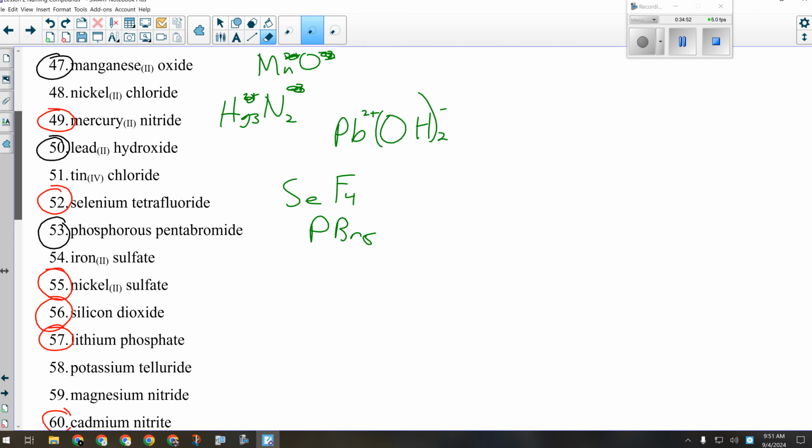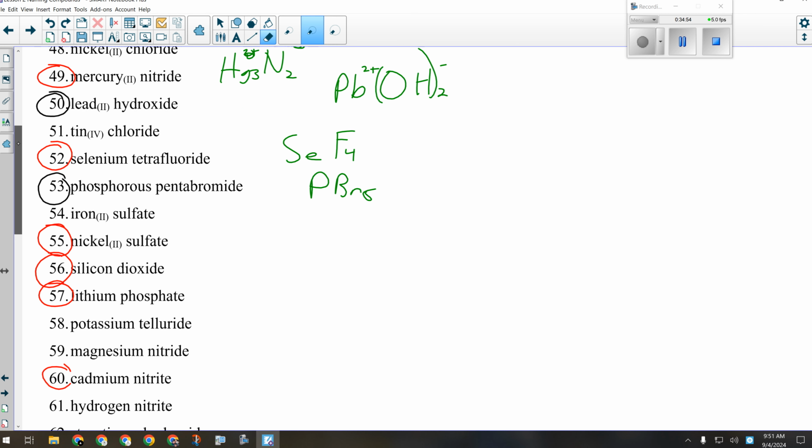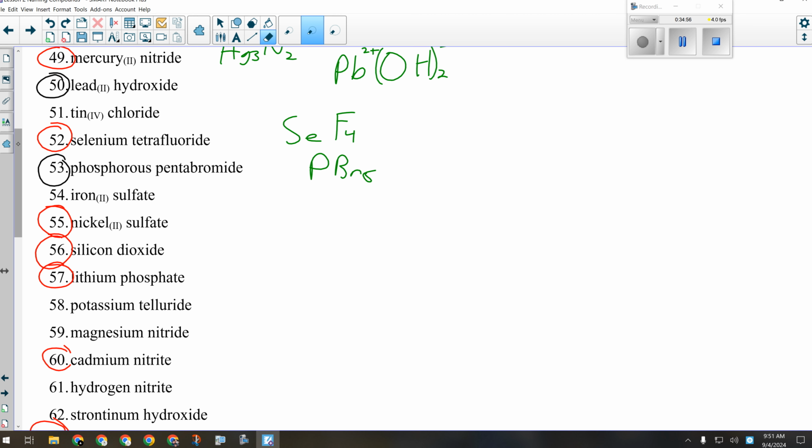Nickel 2 sulfate. Ionic. Okay, so we got Ni, the 2 plus charge. Sulfate, the polyatomic ion, okay, with a charge of -2. Is that already okay? Yeah, so could put brackets around it, but don't have to.